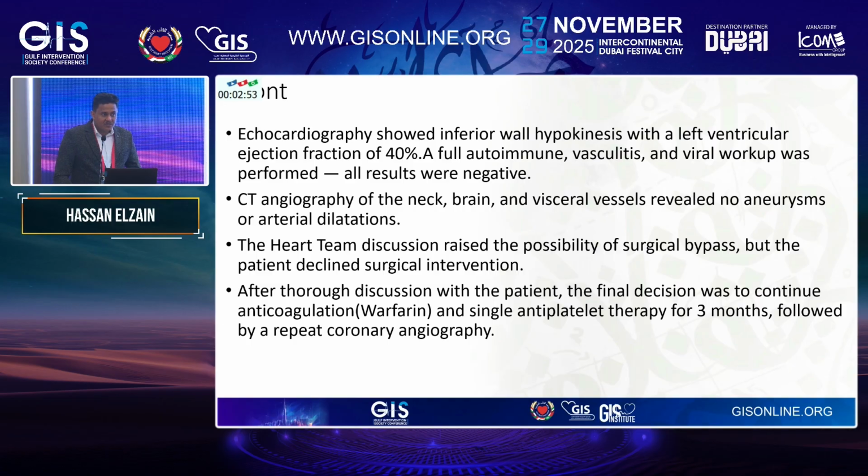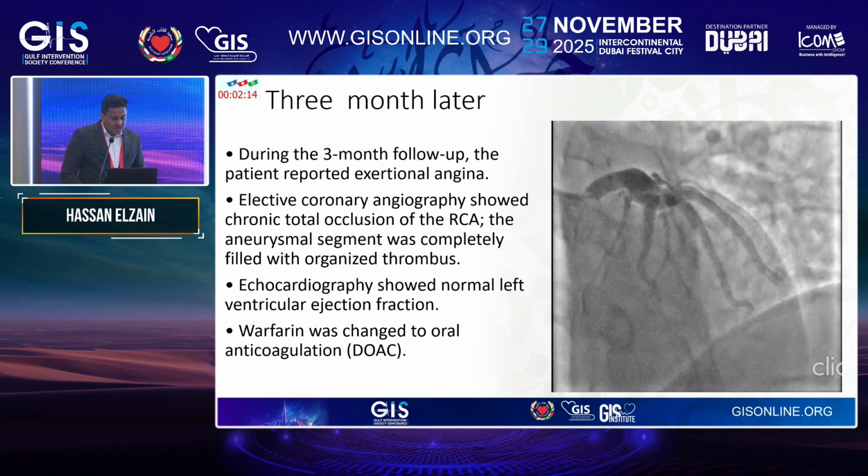So we had a heart team discussion to decide the next step of management. The surgeons were willing to do bypass surgery, but the patient refused. After thorough discussion between the heart team and the patient, the final decision was to continue anticoagulation and to do a relook angio after 3 months. Here we chose warfarin because our hematology colleagues recommended it, as we are not sure about the cause of this dilatation, and there is a suspicion of vasculitis. After 3 months, we brought the patient back for the relook angio.